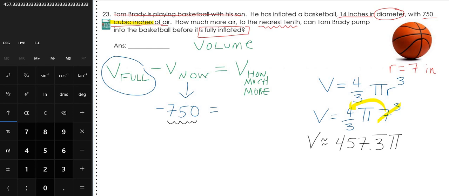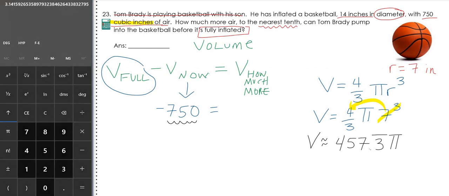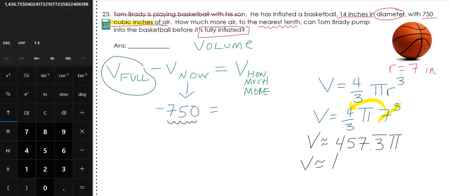So let's multiply pi in. Times pi equals, so about 1,436.7. Let's go out 4 decimal places, because it's not our final answer yet. So on the left-hand side here, I'm going to plug in the full maximum volume of air that this basketball can hold, which is 1,436.755, and just trying to make that 0 fit in there.